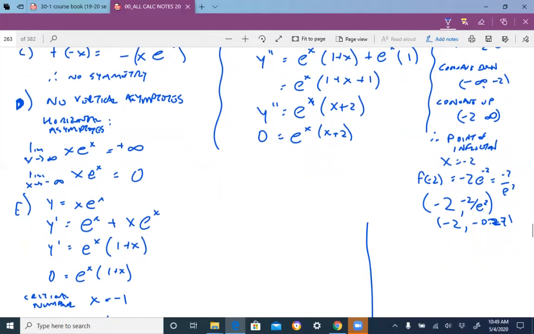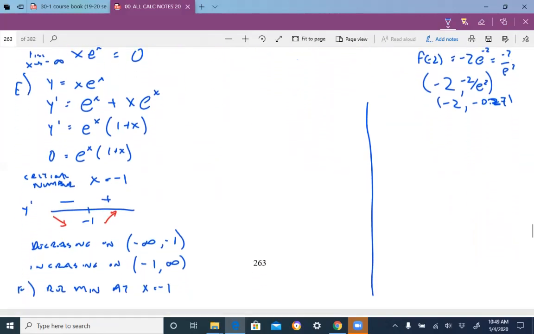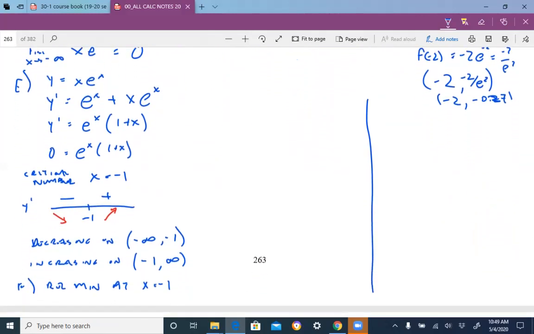Probably a good idea when we're starting to create our graph, just to make our axes and see where this is going to go. We don't need much below the x-axis, so let's draw our axis down here. We know that 0, 0 is a point. We know at negative 1 and negative 2, we've got points of inflection and minimum.